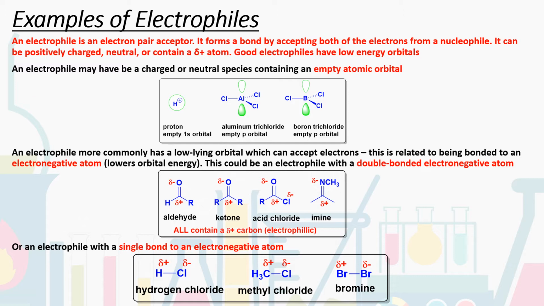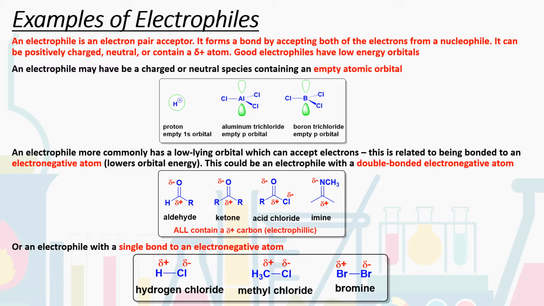So an electrophile may be charged or neutral, but it contains an empty atomic orbital. The simplest example of this is a proton, H+. We start with our normal hydrogen. This has a 1s orbital with one electron in it. If we make it a positive ion, we remove the electron, and we now have an empty 1s orbital.